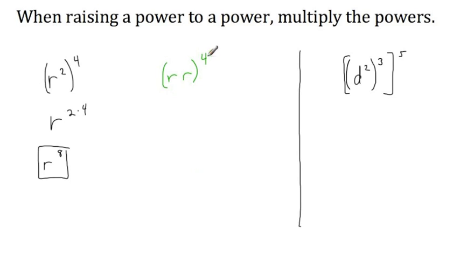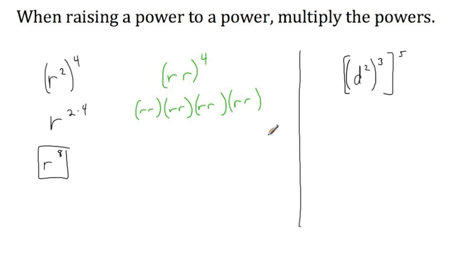Next, I can raise this quantity, r times r, to the 4th power. That means I'm going to take that quantity and multiply it by itself 4 times. I should say use it as a factor 4 times. So I'm using r times r as a factor, things being multiplied, 4 times.